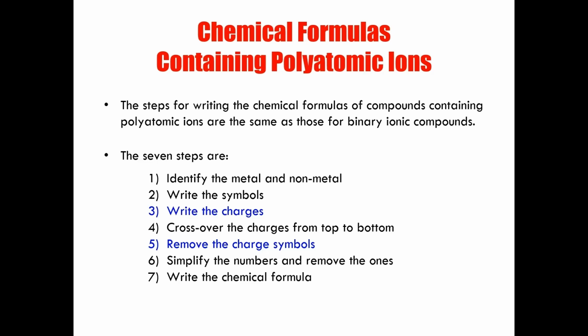Let's try some practice questions. Here we have iron 2 arsenate. The first thing we need to do is identify the metal and the nonmetal. Obviously, iron is the metal and arsenate is the nonmetal component.